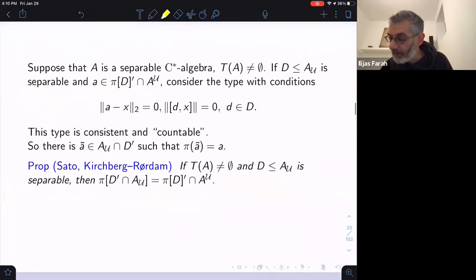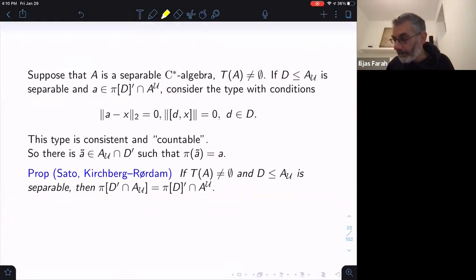Right, so what this gives is a reasonably elementary, at least for a logician, proof of a very important result of Sato and Hirshberg-Jordan, that basically is: if the tracial simplex of A is non-empty, A is unital, and if you have a separable subalgebra of the norm ultrapower, then okay, so this is stated in a slightly different way than from what I stated. We'll see why it is the same.